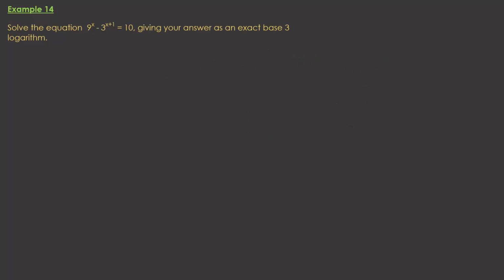This is a type of question that you need to just start to recognize with a bit of practice. So 9, I know, is 3 squared. So 9 to the x is 3 squared to the x. 3 to the x plus 1 is 3 to the x times 3 to the 1, just using an index law. So I can say that's 3 times 3 to the x. And what I'm going to do is bring the 10 over.